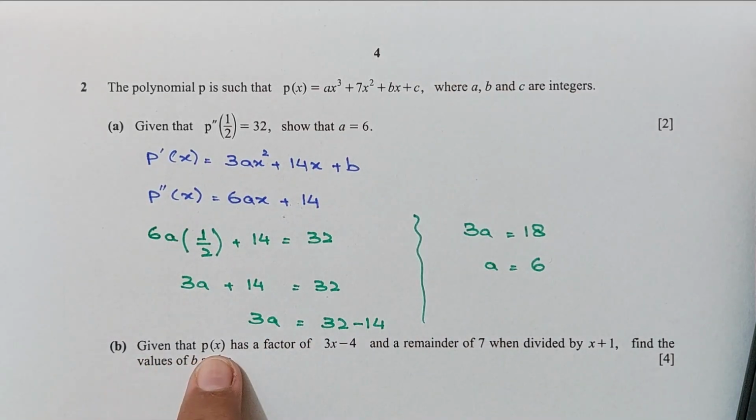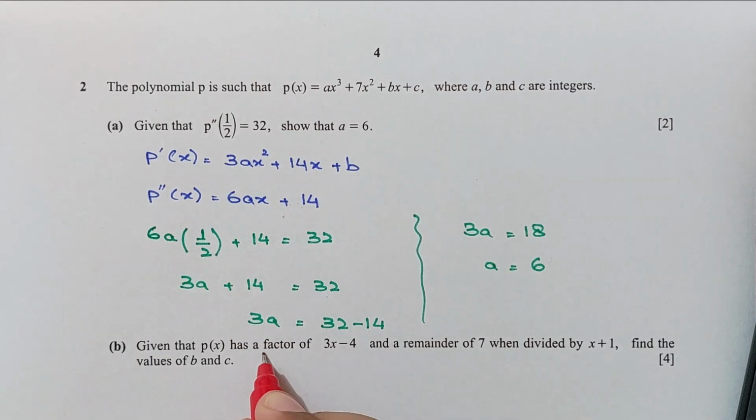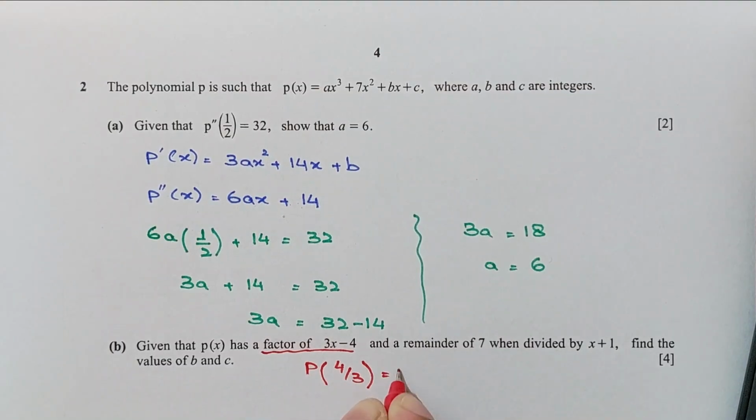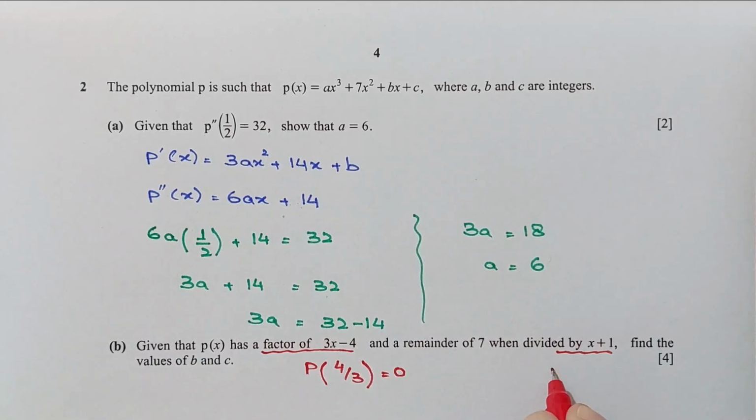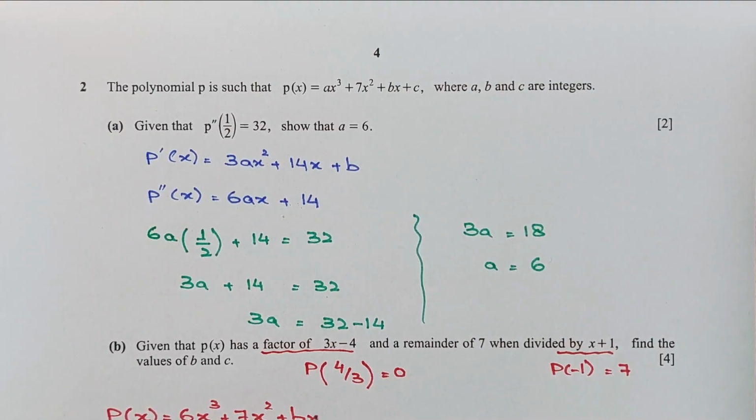Part B, given that p of x has a factor 3x minus 4. 3x minus 4 is a factor of the polynomial. It means p of 4 by 3 equals 0. And the remainder of 7 when divided by x plus 1 means p of negative 1 equals 7. Find the values of b and c. So let me write down the polynomial p of x, which equals 6x cube plus 7x square plus bx plus c.